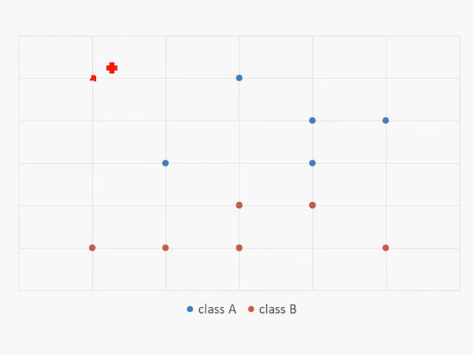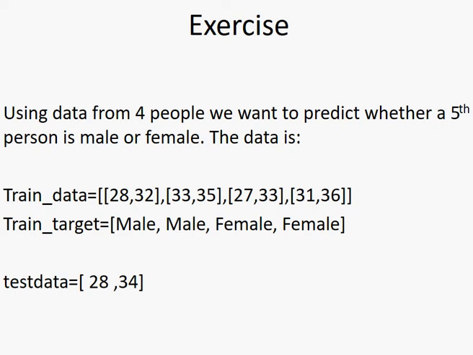If we change the k value, we could get different results. Okay, now we're going to have a look at an exercise using actual data. In this exercise, we have values for different measurements for 4 people, and those values are 28, 32, 33, 35, 27, 33, and 31, 36. And we know the class, in this case the gender for those people.